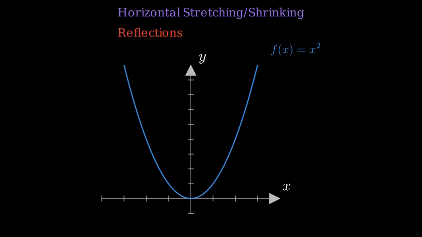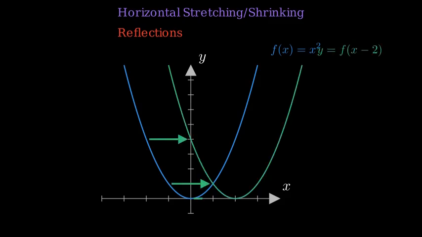Now, let's move on to horizontal translations. This is where things get a bit counterintuitive. When we replace x with x minus h in our function, the graph shifts right by h units. For example, y equals f of (x minus 2) shifts the graph 2 units to the right. The point rule is replace (x, y) with (x plus 2, y).